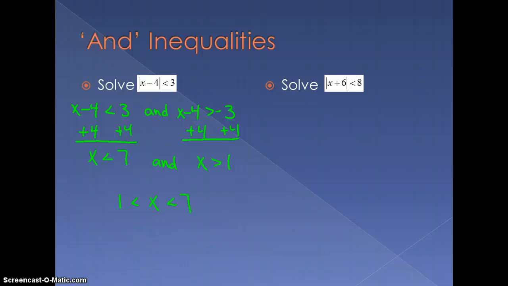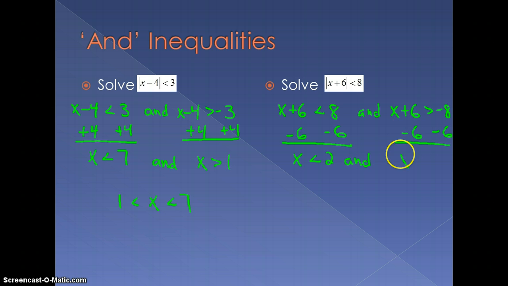Next example. We have x plus 6 is less than 8. We just rewrite it without the absolute value symbol. And x plus 6 is greater than negative 8. Solve these. Subtract 6 from both sides. I get x is less than 2. And subtract 6 over here. I get x is greater than negative 14.